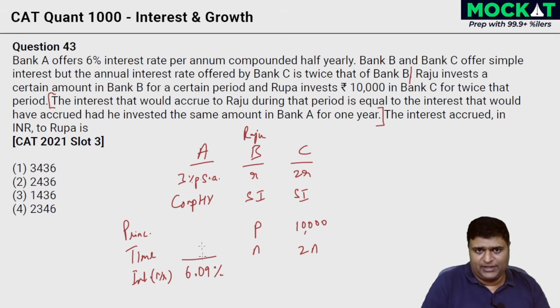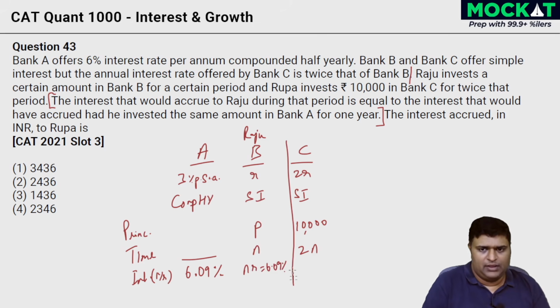Okay, so what's given over here is 6.09%, what you earn in 1 year. That is the rate, the interest that would accrue to Raju during this period, right? During this period is what? NR, right? N into R. That's what you're going to get on whatever the principal. So NR is the rate, and that is coming to 6.09%.